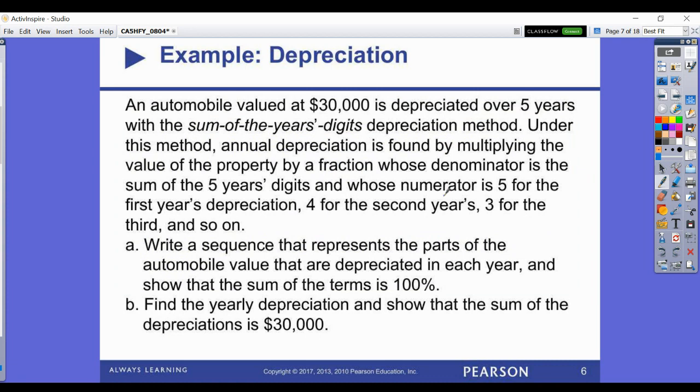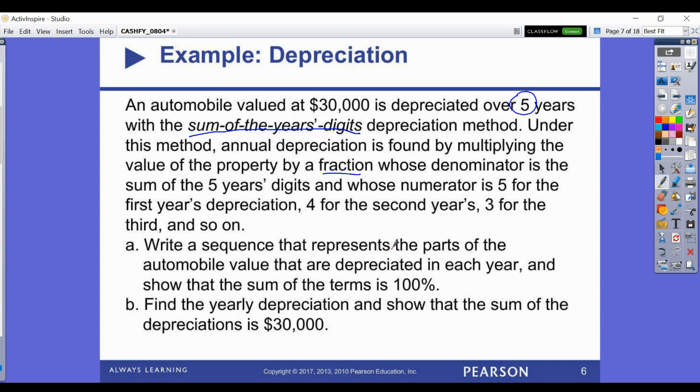So here's our first application. You have an automobile valued at $30,000, depreciated over 5 years. This is called the sum of the year's digits method, which you may or may not ever see again, but that's okay if you do accounting maybe. Under this method, annual depreciation is found by multiplying the value of the property by a fraction whose denominator is the sum of the 5 years' digits and whose numerator is 5, 4, 3, 2, 1. Because it's over 5 years, if this was a different number of years, this would be different.